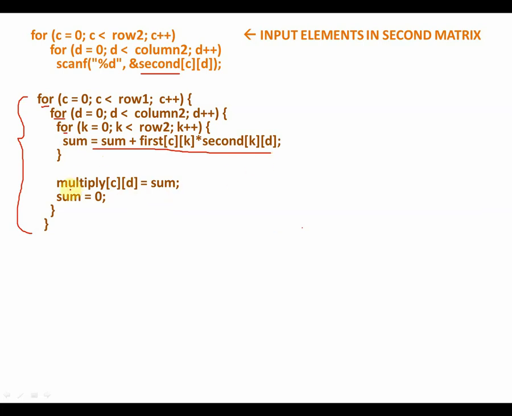Okay, now multiply is that matrix where the answer, or the resultant or the product of the two matrices, is stored. So the name of that matrix is multiply. Okay, so that's why I am using this multiply matrix over here. You will understand this better when I use an example.